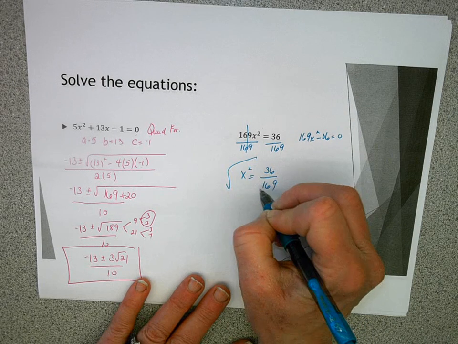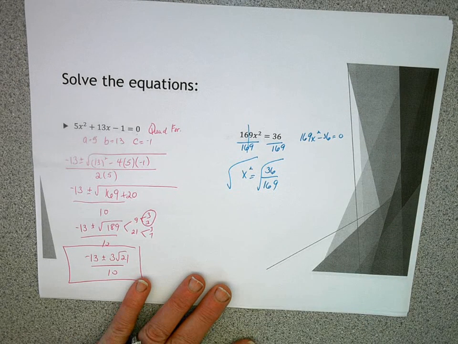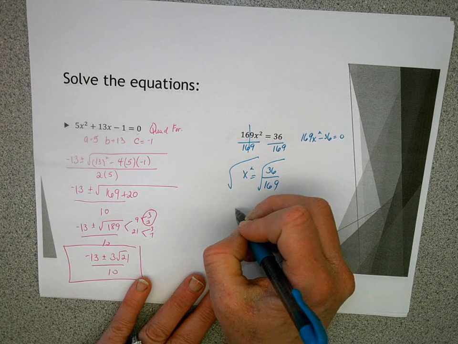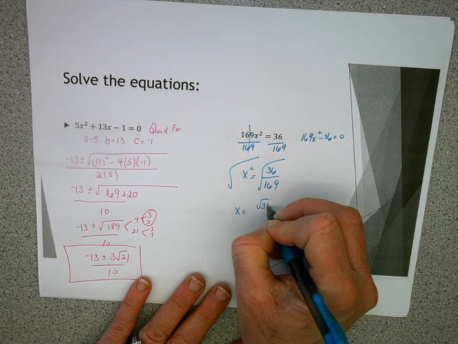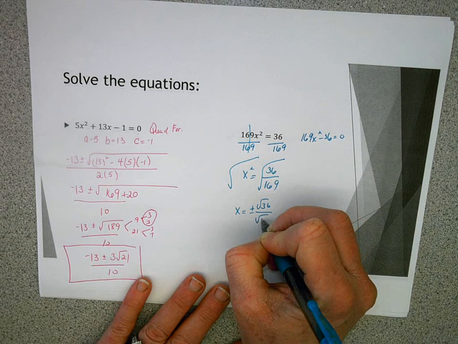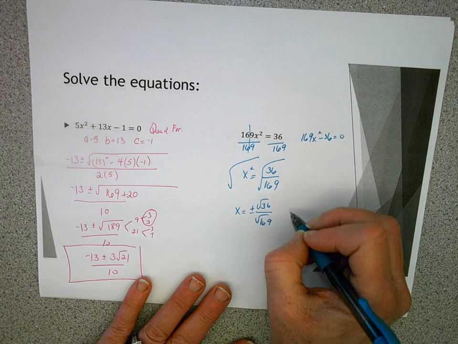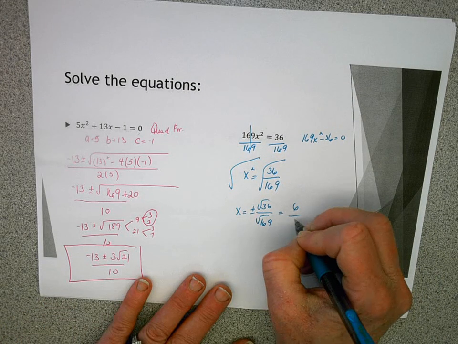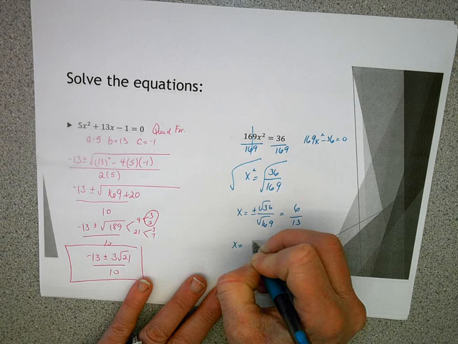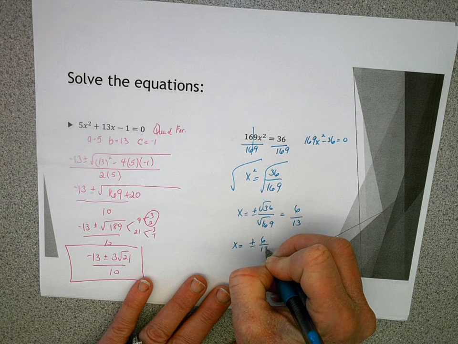We did this at the beginning, actually middle of last chapter. Take the square root. Square root of x squared is x. The square root of this is going to be plus or minus the square root of 36 over the square root of 169. Well, I know the square root of 36 is 6. And I just did 13 squared is 169, so that's 13. So x equals plus or minus 6 over 13.